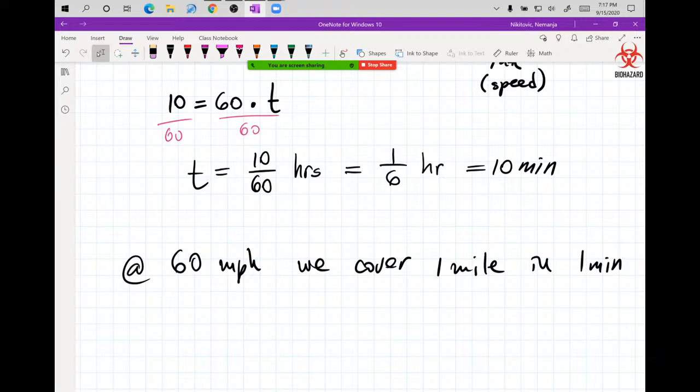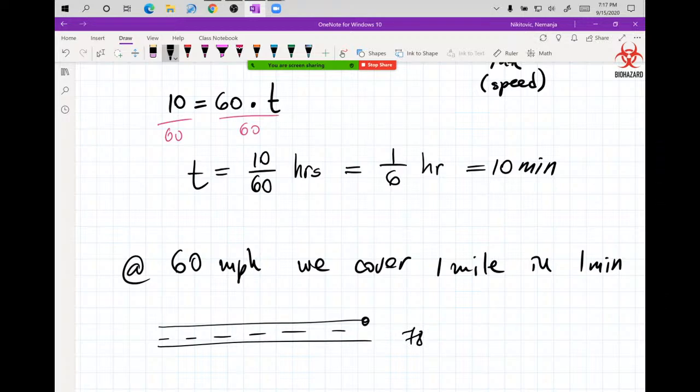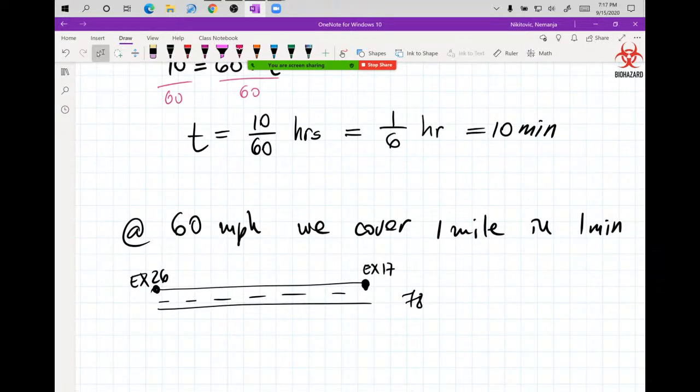Now, do you know how you have exits on the highway? And you know how the exits are supposed to be every mile? Let's pick on 78 highway. It doesn't matter. You join here in Clinton, exit 17, and you exit where the school is, exit 26. What's the difference between these two numbers? Nine. 9 exits, which converts into 9 miles, which converts into 9 minutes if you drive 60 miles per hour.